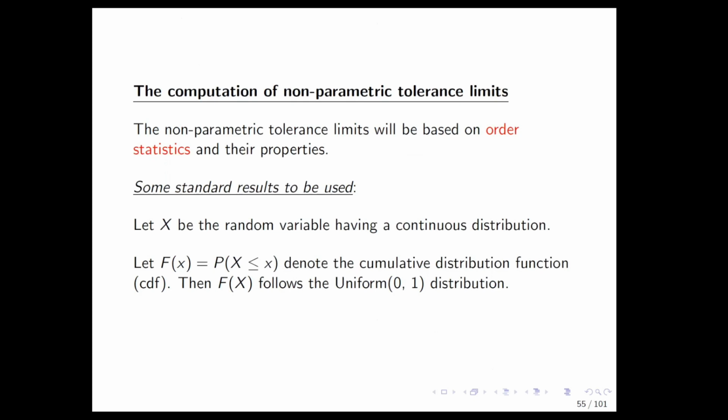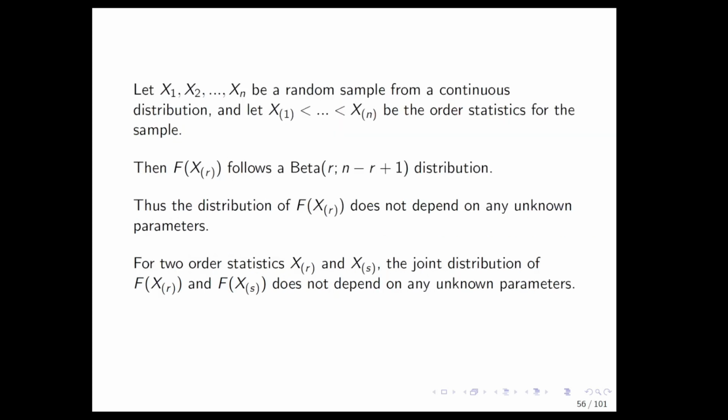The calculation of a non-parametric tolerance limit is based on order statistics, and the procedure applies only to continuous distributions. We use the following standard results. First, the CDF follows a uniform (0,1) distribution when you have a continuous random variable. Second, say you have a random sample from a continuous distribution. Order it from the smallest to the largest. If you evaluate the CDF at any order statistic, that quantity has a beta distribution free of any unknown parameters. The joint distribution of two order statistics, once you evaluate them at the CDF, is also parameter free. Remember, the CDF is that of the underlying distribution.